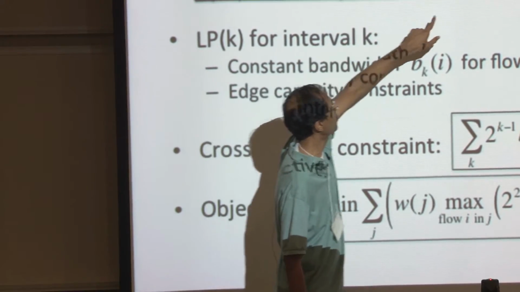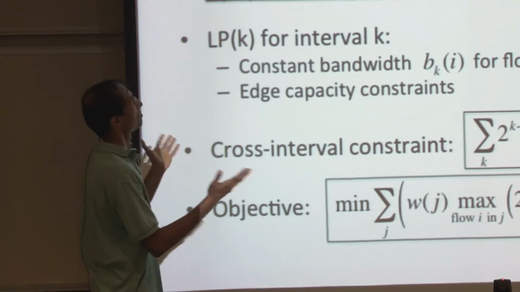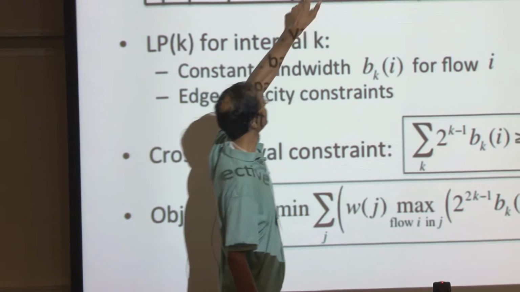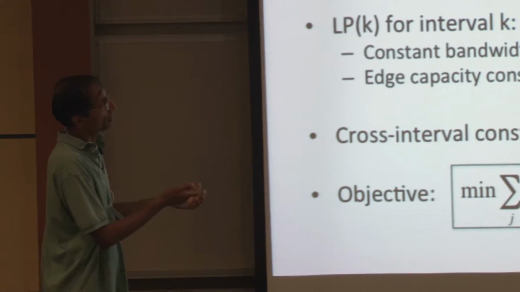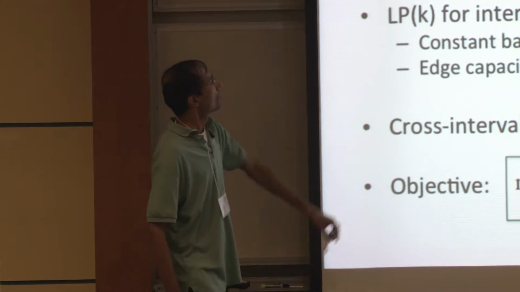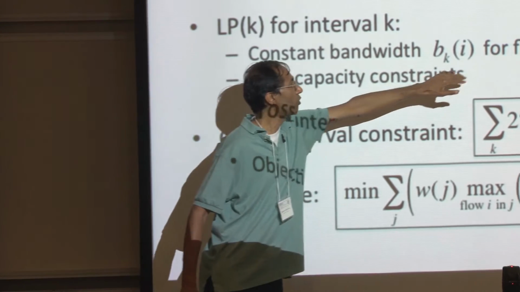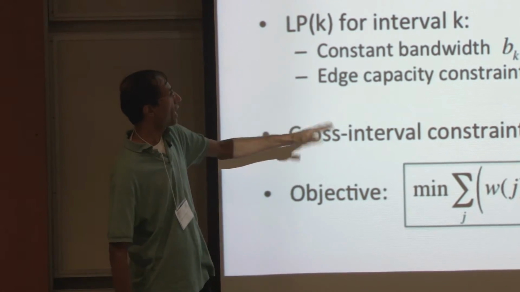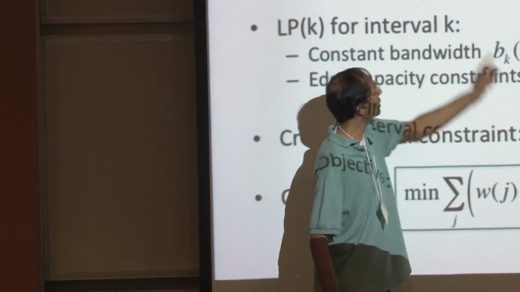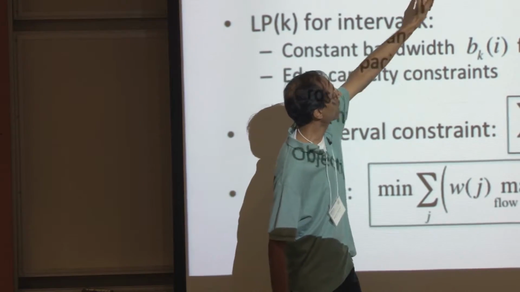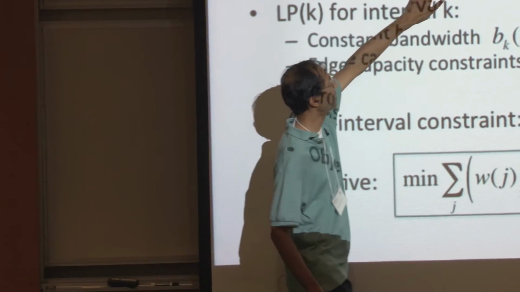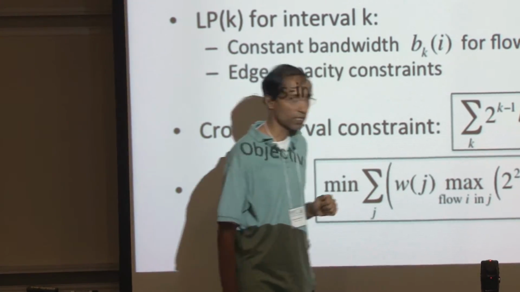So these are the points at which we are going to have changes in the system. Within this, we are talking about a fixed bandwidth for each flow, but of course it will vary from flow to flow. So now we have a constant bandwidth b_ki for flow i in interval k. We have edge capacity constraints, which I have not stated here. We have cross-interval constraints because the total demand that needs to be satisfied across the different intervals for a given flow, because the flow might be partially satisfied here, here, and here, should not be less than the demand.